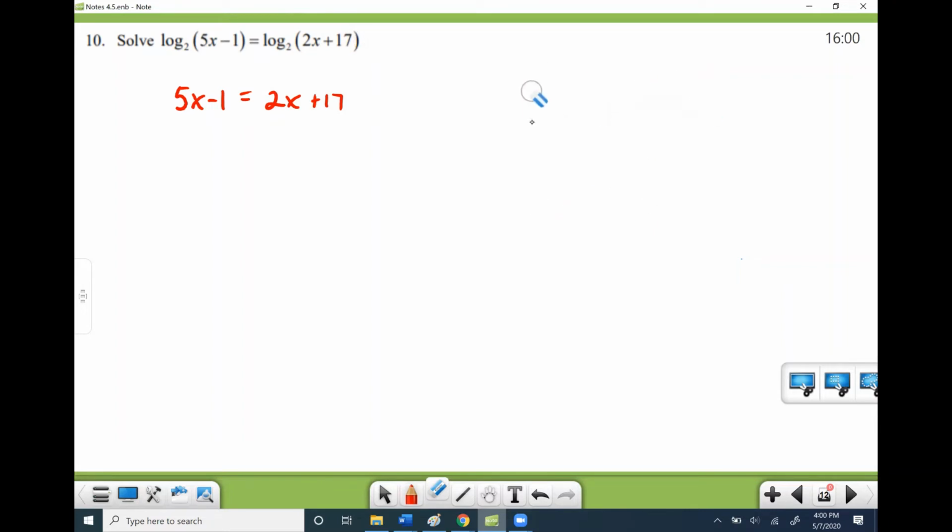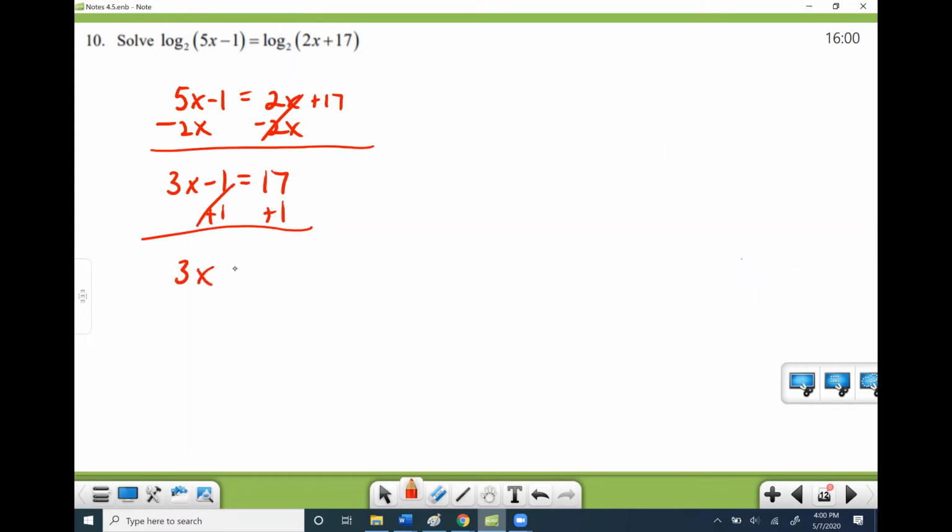Okay. And from here, you guys are great. Move the smallest variable. 3x minus 1 equals 17. Add the 1 over. 3x equals 18. Divide by 3. x equals 6. Okay. All right, now, with log equations, you guys, you do have to check.